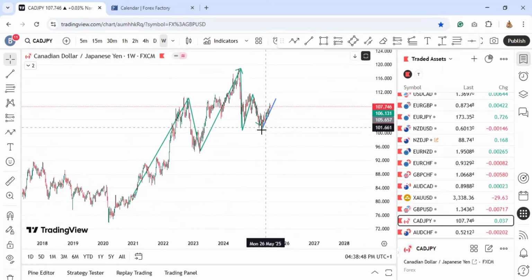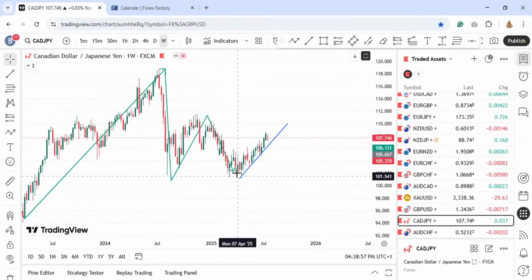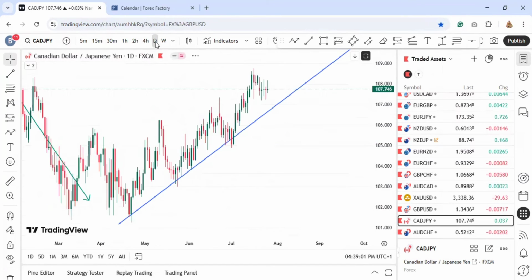So even if you were to maintain just this aspect, it is still aligning with the major structure, which is an uptrend. So all the weekly candles, we are bullish. Now we go to our daily time frame. We are still bullish as well.